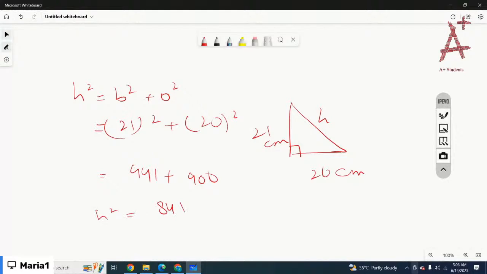You have to calculate the value of h, so you have to take the square root of both sides. Just calculate the square root of 841, that equals 29. That means the length of the hypotenuse is 29. Got it? So that's how you have to use the Pythagorean theorem whenever you have to solve. Let's start with the other question.